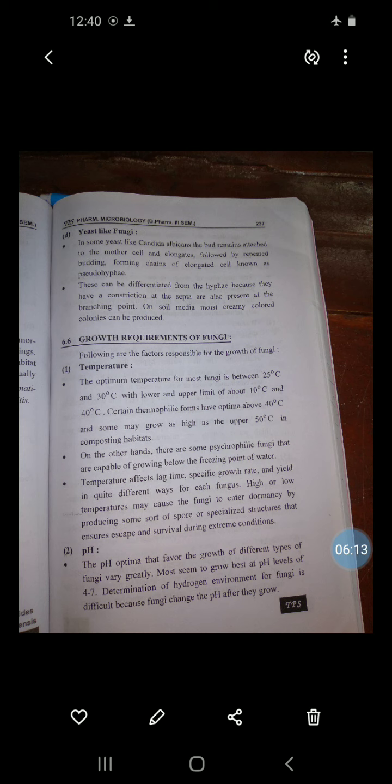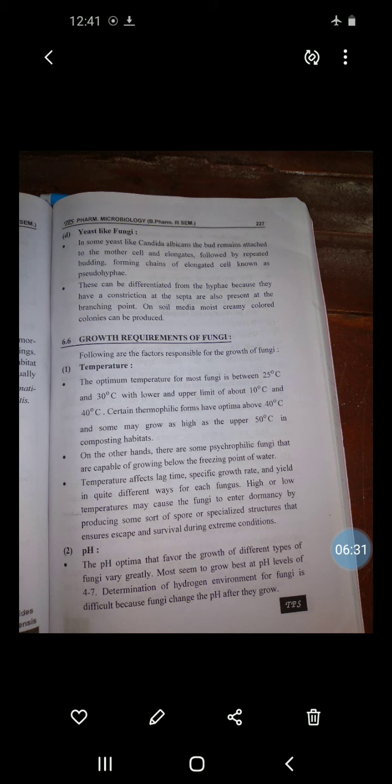The next factor is pH. The pH optimum that favors the growth of different types of fungi varies greatly. Some fungi grow best at a pH level of 4 to 7.